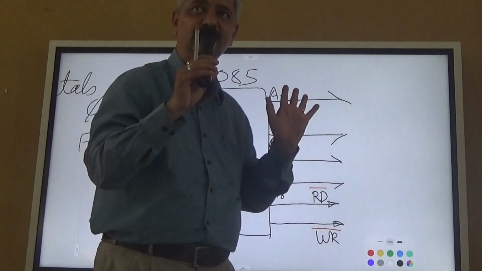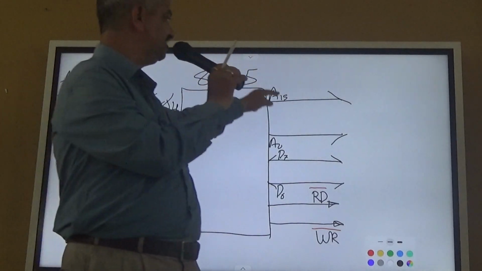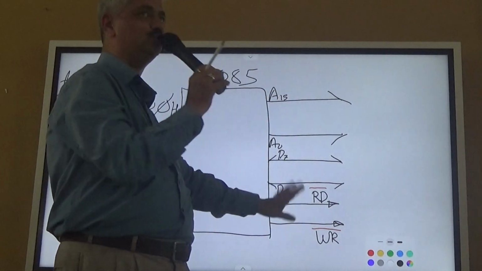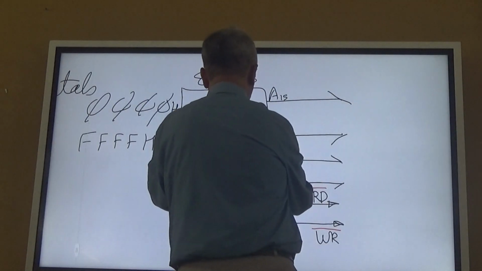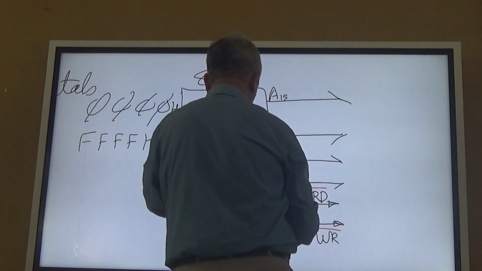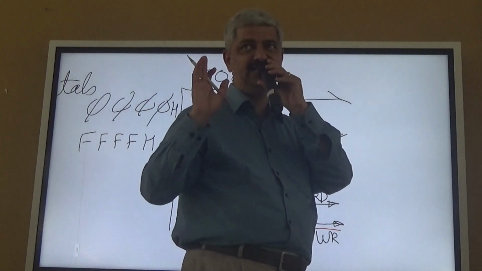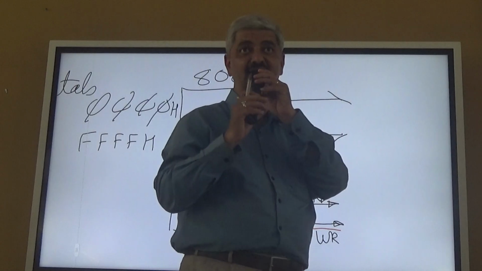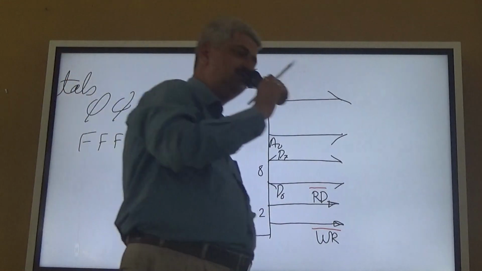Is it clear? So externally the microprocessor has 16 plus 8 plus 2, that is 16, 8 and 2. How many pins are there? 26 pins are there. Additionally, it has 2 more functional pins. What are those?